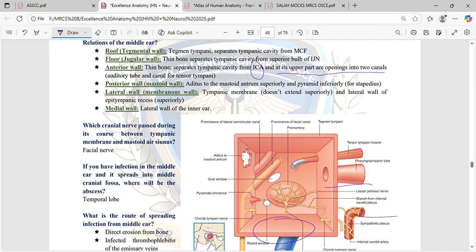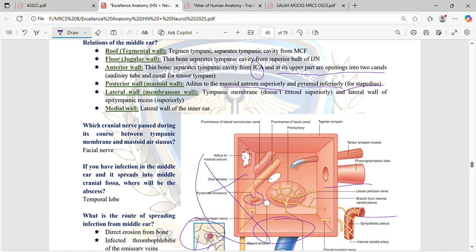And then we have the posterior wall, the mastoid wall. Here we have the mastoid process. You can see the aditus to the mastoid antrum superiorly, and the pyramid inferiorly for the stapedius. So this is the posterior wall.